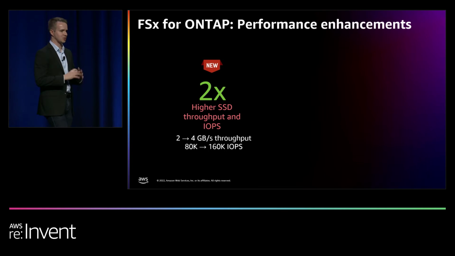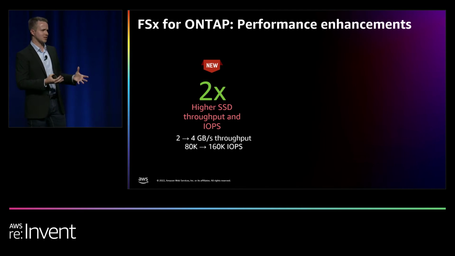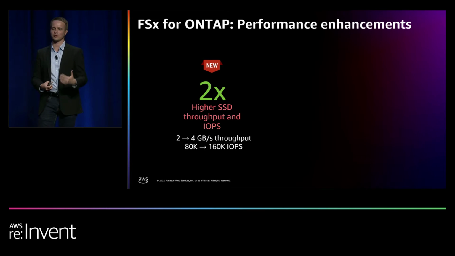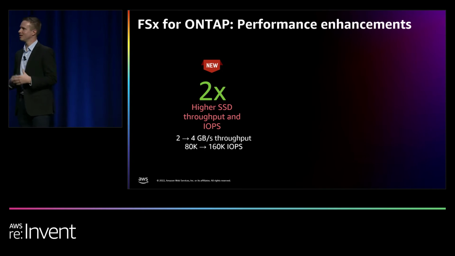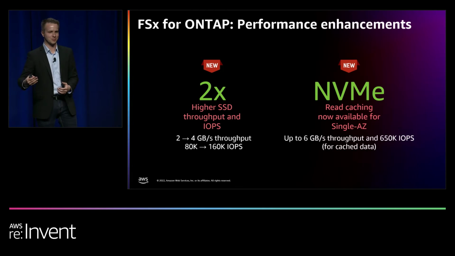Built into file systems, you don't need to configure anything extra to take advantage of it. What this does is cache your most actively read data and deliver lower latencies and higher performance for that data. Starting today, we're now adding read caching for single AZ file systems as well.